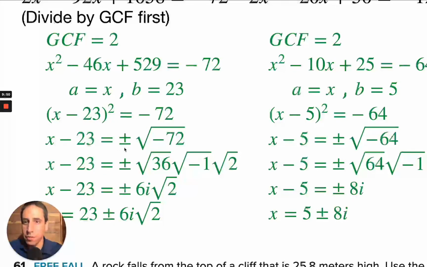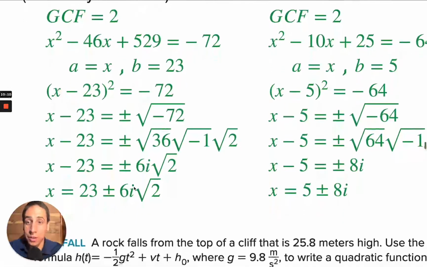Take the square root of both sides, you get that. And then the square root of negative 72, wow, you can factor out a negative 1. You can also factor out a 36, and you're left with 2. So this is going to be 6. The square root of 36 is 6. The square root of negative 1 is i. The square root of 2 cannot be changed. So we're going to add 23 to both sides. We get 23 plus or minus 6i root 2. It's all coming together, people.